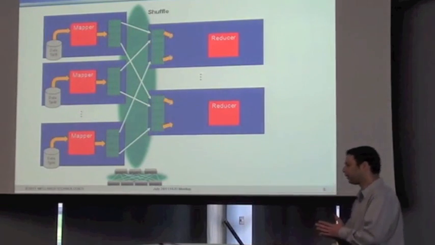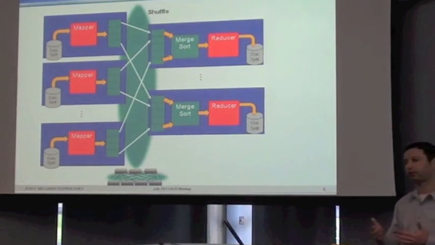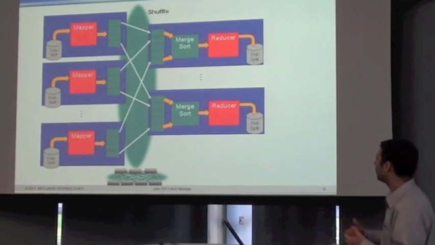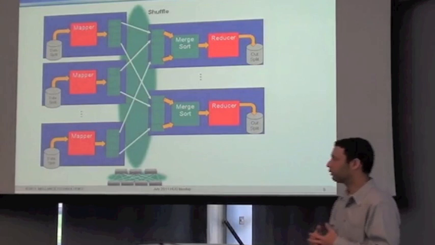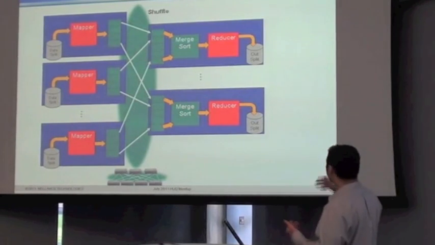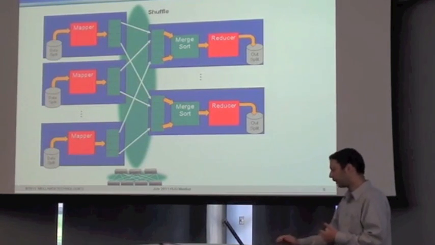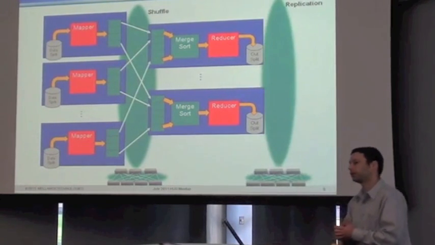Once you finish the shuffling phase, you merge and sort the data from the different places. You group them by the keys, and then you feed it into the reducer. So the reducer will process the data and create the final data set that will be saved to local disk. But I'm not done yet because there is yet another phase.